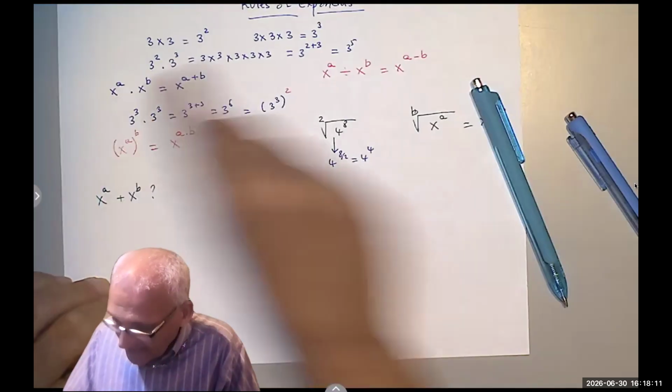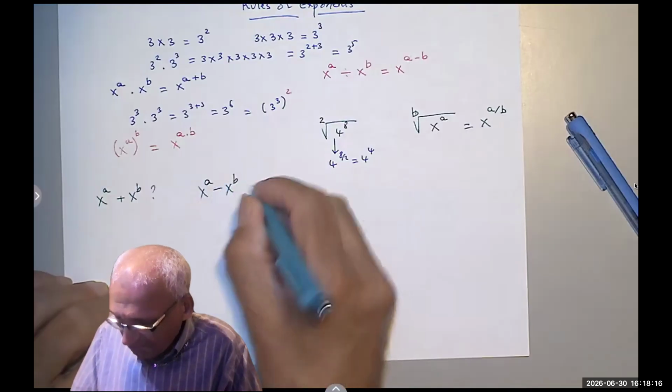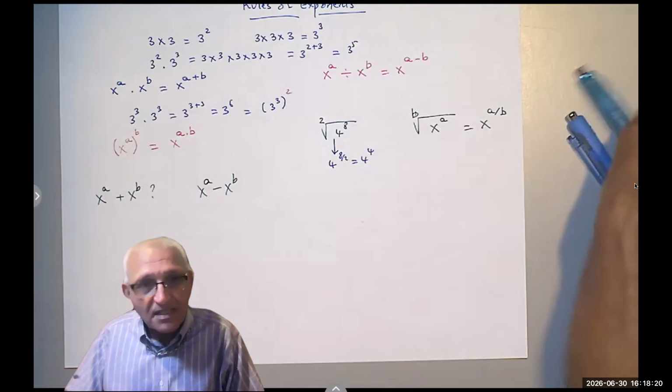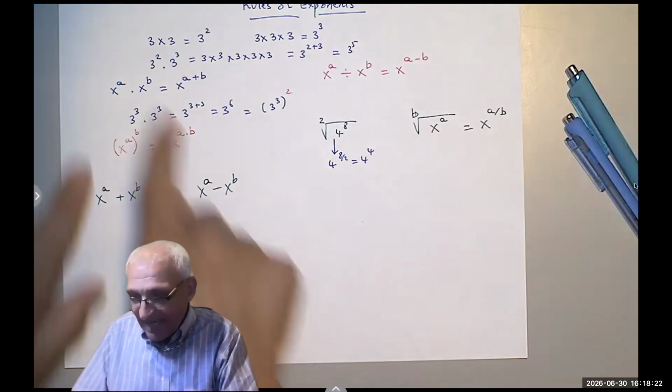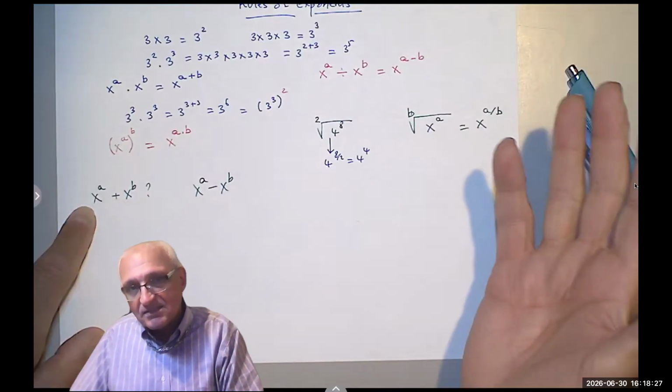I only have multiplication and division. Same thing. If I say x to the a minus x to the b, I don't know. It may be anything depending on what is x, what is a, and b. But I cannot have a rule that transforms that into something else.